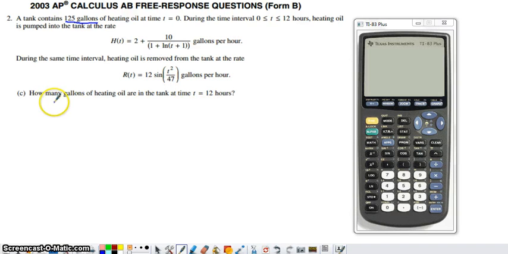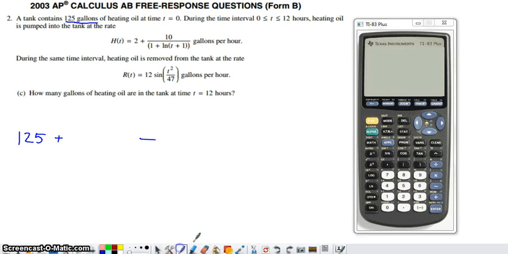Part C wants us to figure out how many gallons of heating oil are in the tank at time t equals 12 hours. So a good starting point here would be how much heating oil you start with at the beginning of the time frame. We start with 125 gallons of heating oil in the tank at t equals 0. We need to add on how much heating oil enters the tank over the course of this time frame and subtract off how much heating oil leaves the tank over the course of this time frame.